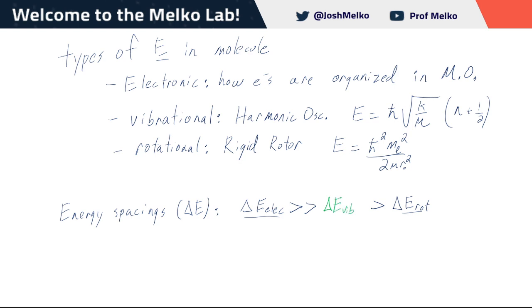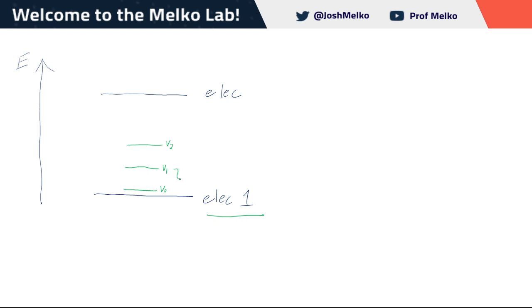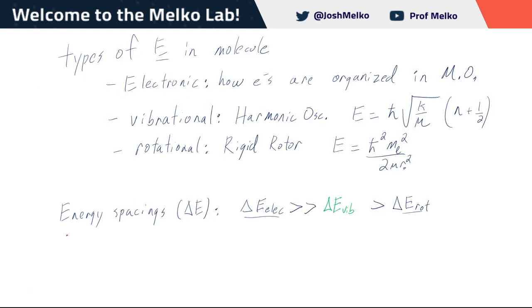And the spacing there is quite small compared to electronic states. Right? So here's my delta E vibration. And here's my delta E electronic. Now I need to talk about my rotational energy spacing, which is the least of the three.